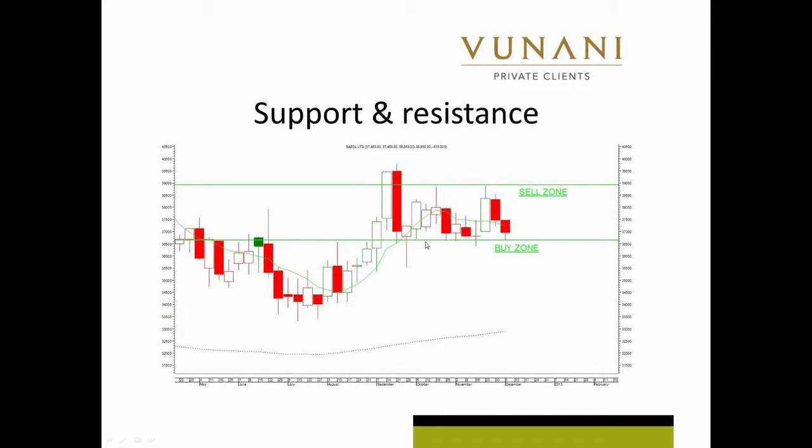Now, here's a small example of a ranging share that has a very definite horizontal support and a horizontal resistance. Guys normally coming in here, taking their money off at the top. And this could carry on for quite a while. This is a very basic interpretation of support and resistance.